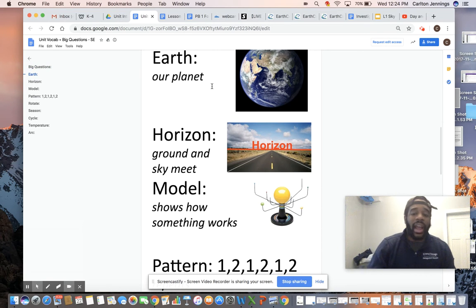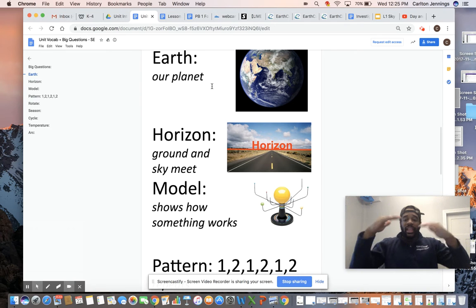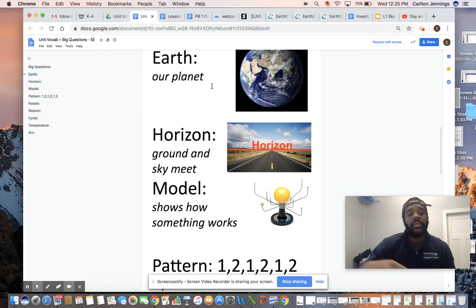Horizon. Everybody say horizon. Thank you. The horizon is where the ground and sky meet. So when you see that sun, or like half a sun, and it looks like it's going underground, or when it's coming out of the ground, when it looks like that, that is what we call the horizon.